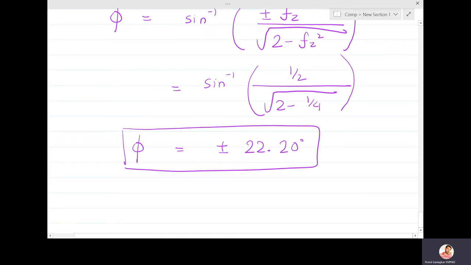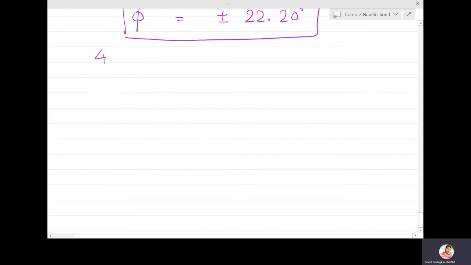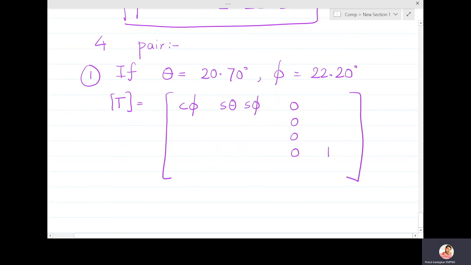So now I have theta ready with me, I have phi ready with me, so I know I have four pairs. Let me write the matrix for the first pair. If theta is taken to be 20.70 degrees and phi is taken to be 22.20 degrees, how will the dimetric projection matrix look? We know that it is cos phi, sine theta sine phi. This matrix that I'm writing is the general matrix for any axonometric projection, right? But now it will automatically become a dimetric projection because we have found theta and phi, since the projection is of which type? It's a dimetric projection. So this will be cos theta, this is sine phi, this will be minus cos phi sine theta, and 0 and 0 here.